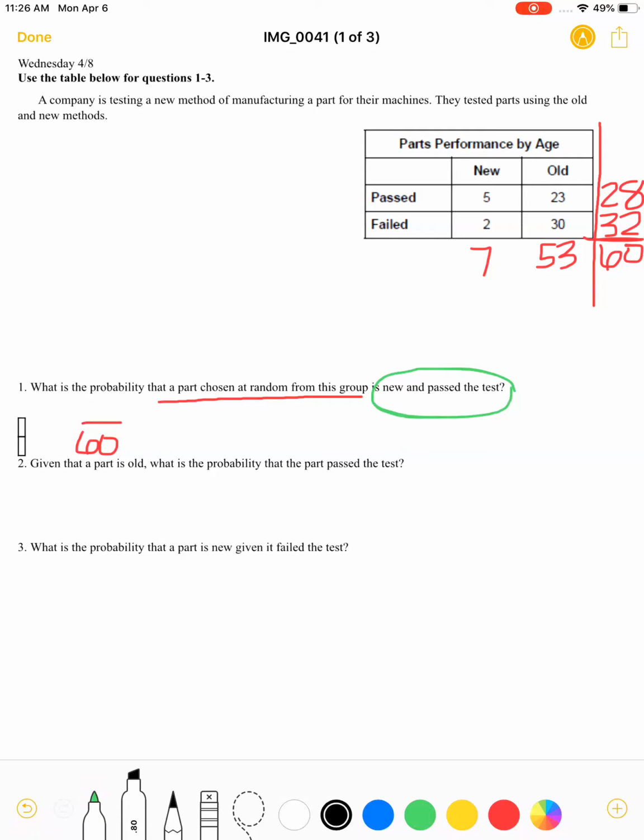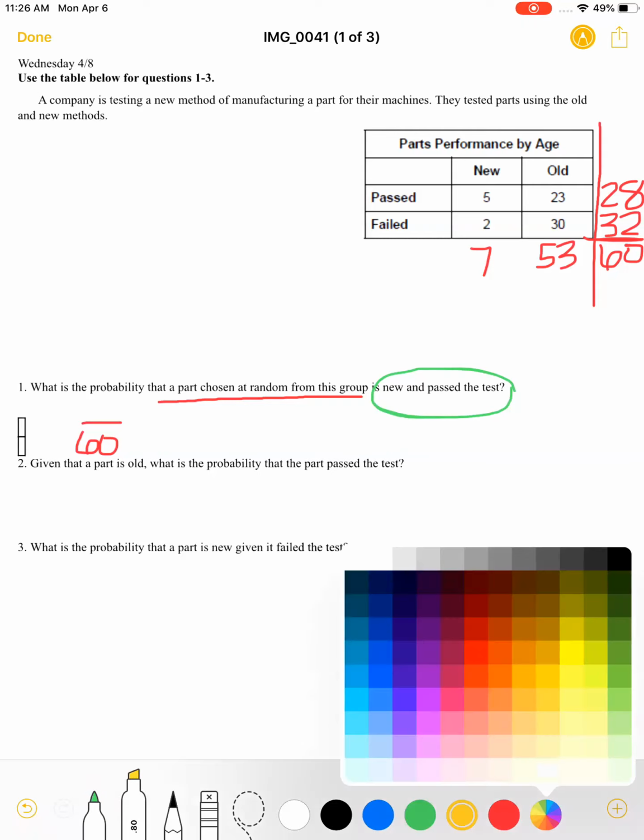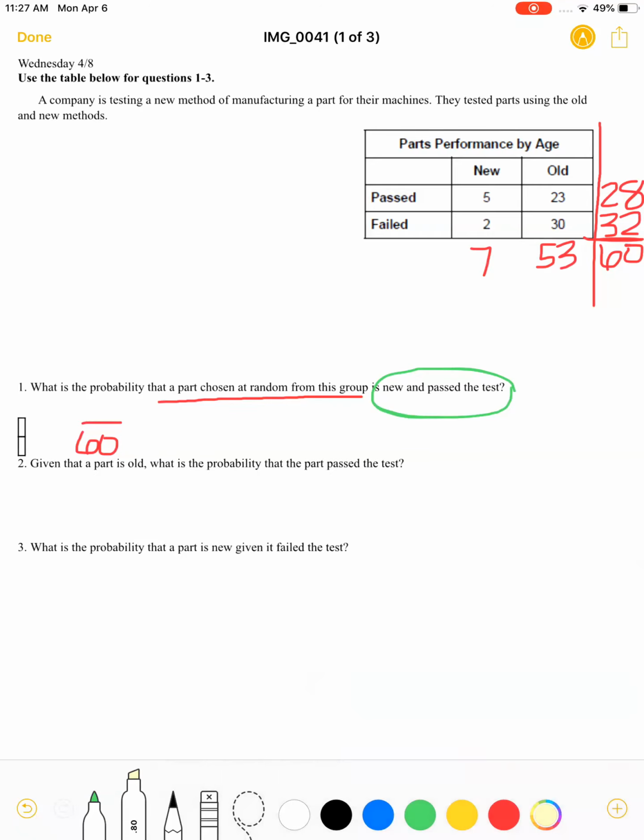So I'm going to use my little highlighter, and I am going to highlight the new parts, which are here, and also the parts that pass the test here. Again, it has to fit both categories, so this is where we're looking for the overlap. So 5 parts were new and also passed. So 5 is going to be my numerator. From here, I am going to reduce my fraction. So that would be 1/12.